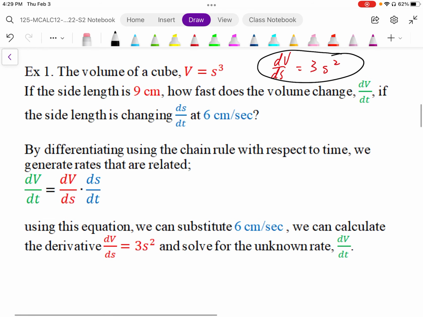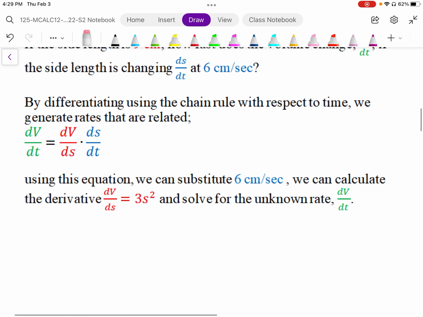So how does it work? So I'm going to show you how this works. So when we do this problem, the first thing is we first need the relationship for volume and side length. We need to connect that together. So we have that to start with. But instead of differentiating with respect to side length, we differentiate with respect to time. Okay, so it looks like this. We start with our volume expression. Volume is equal to side length cubed. We do dV by dt.